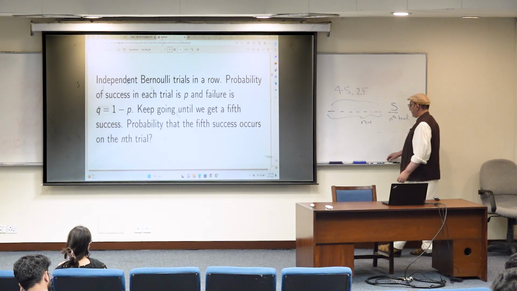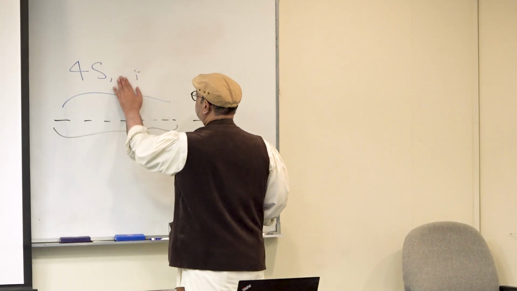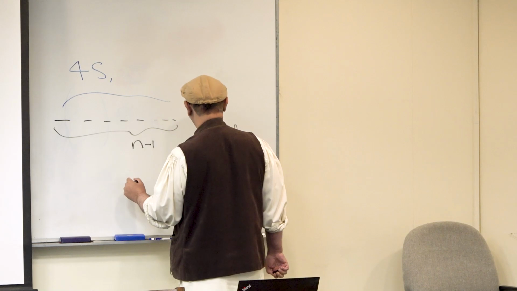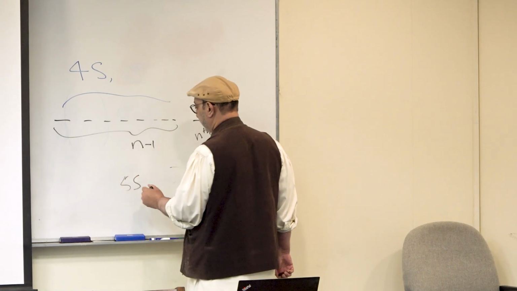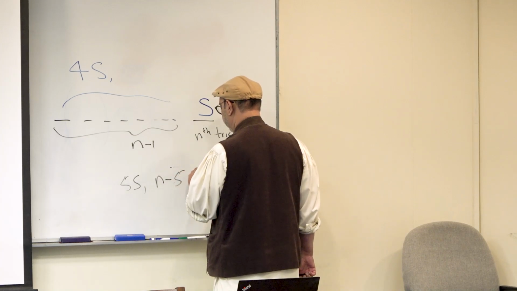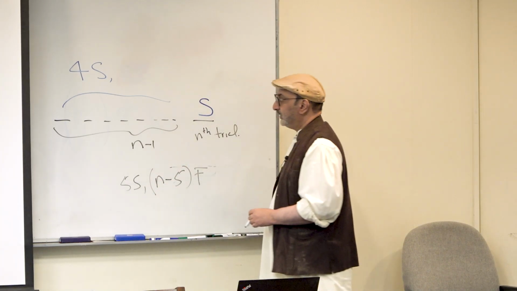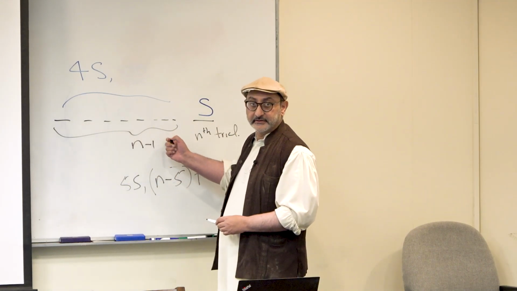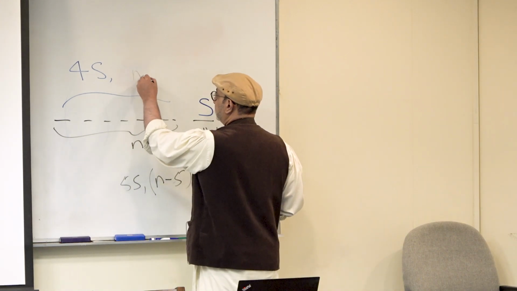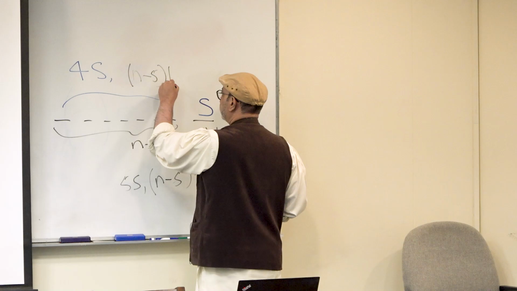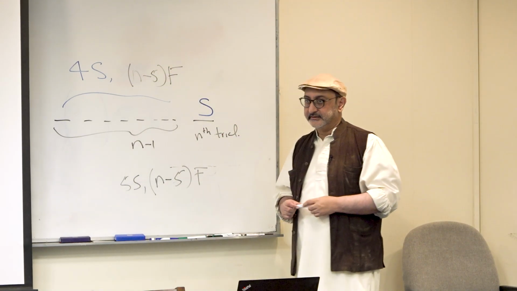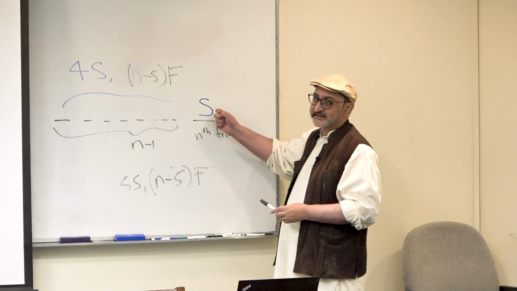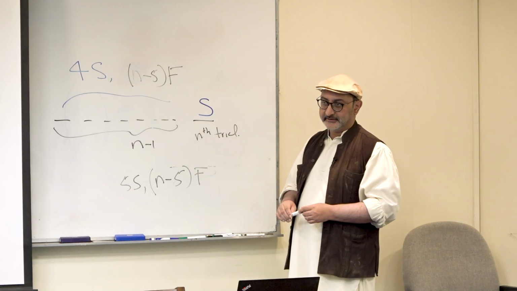So, sorry, there's going to be 5 successes. So there's going to be n minus 5 failures. All the failures have to occur in here. So there's going to be n minus 5 failures, with 4 successes arranged anywhere in n minus 1 trials, and the fifth success coming in the nth trial.